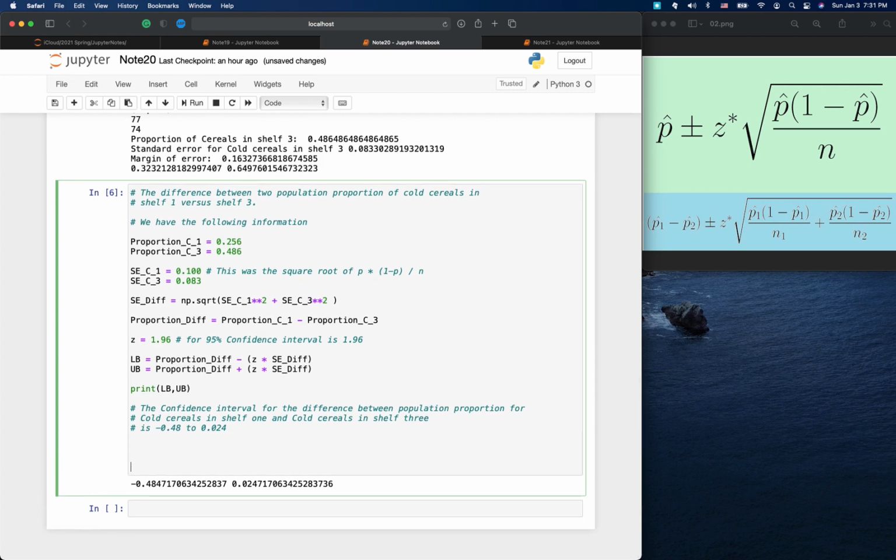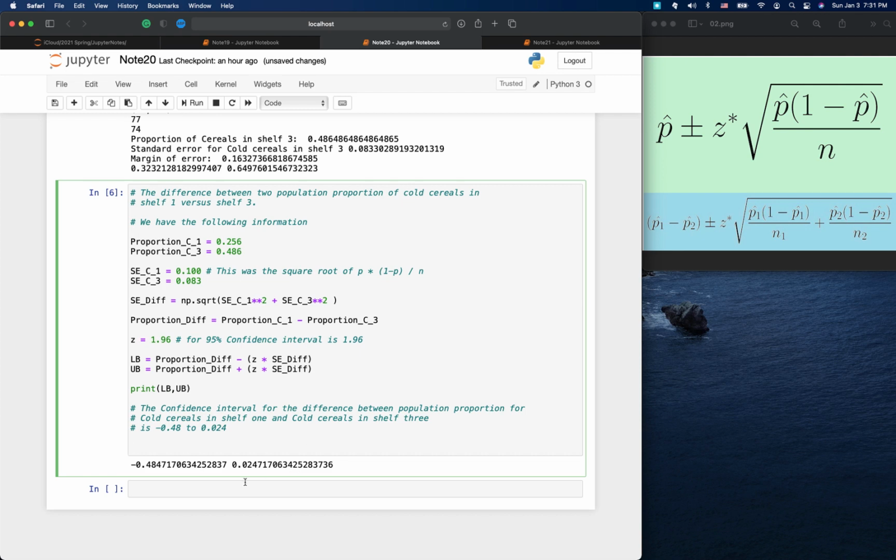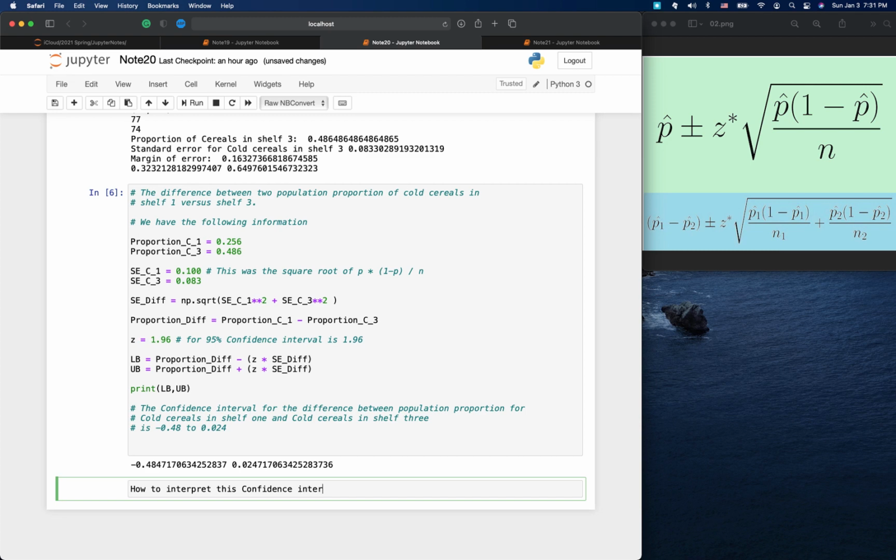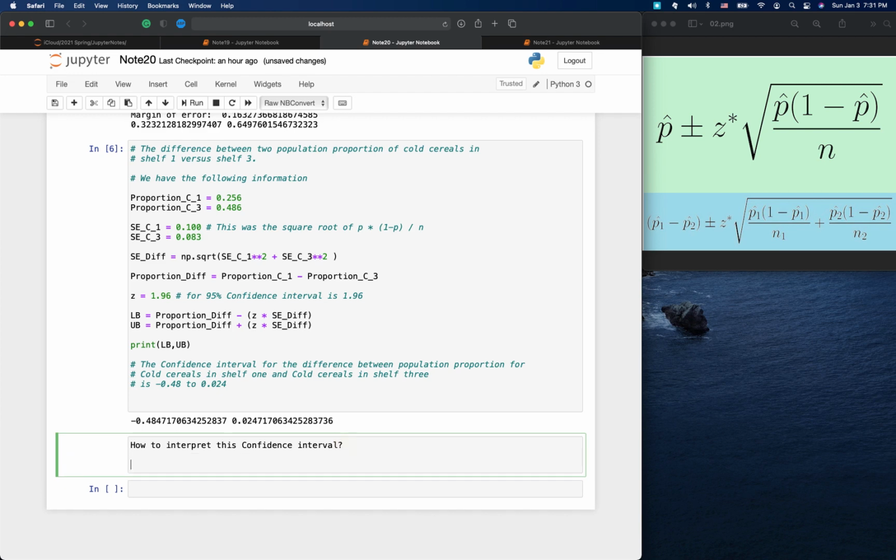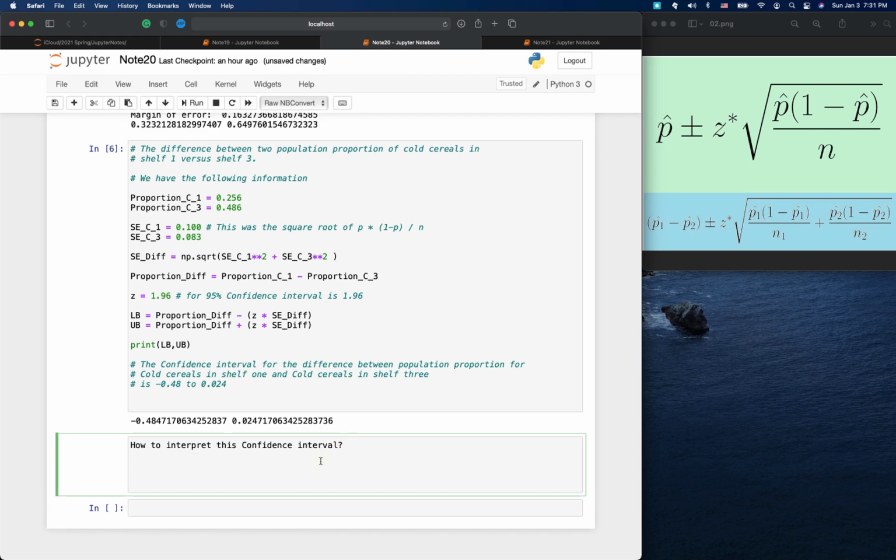Okay, so now let me explain how to interpret this confidence interval. How do I interpret that? Okay, so first of all, we want to talk about the null hypothesis for this kind of a study.